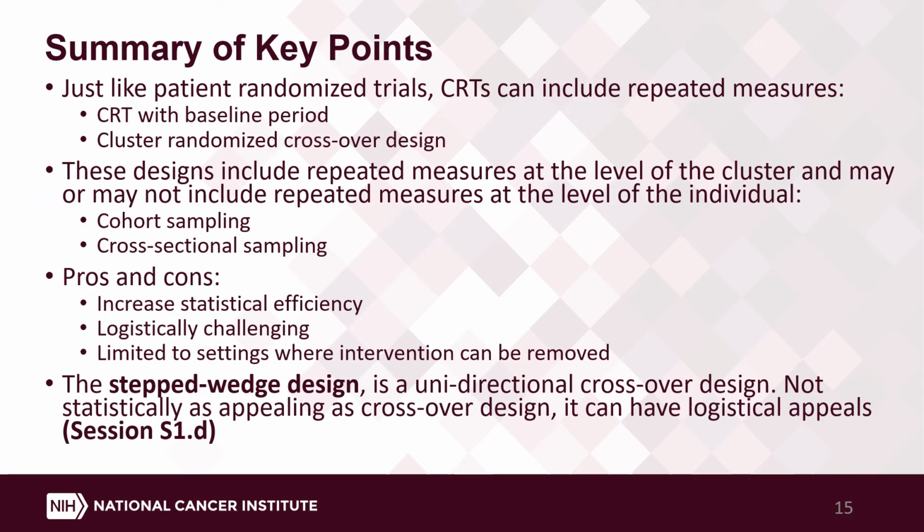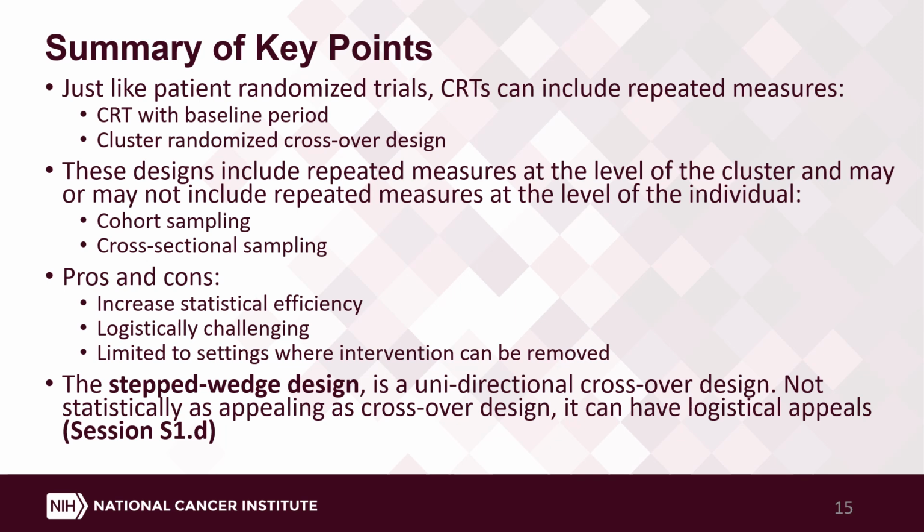So in summary then, just like patient randomized trials, cluster randomized trials can include repeated measures. And so 2 typical examples of cluster trials which include repeated measures are what is known as the cluster randomized trial with a baseline period and the cluster randomized crossover design. So these designs include, by definition, repeated measures at the level of the cluster, but they may or may not include repeated measures at the level of the individual. And that depends on whether the trial has adopted a cohort sampling mechanism or a cross-sectional sampling design.